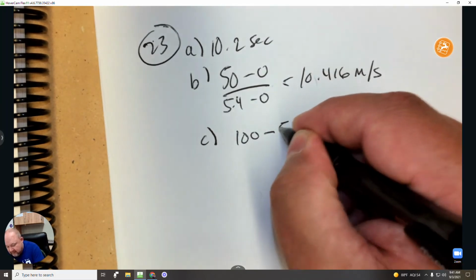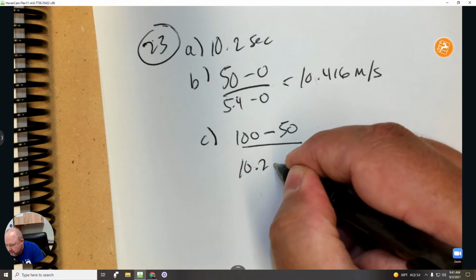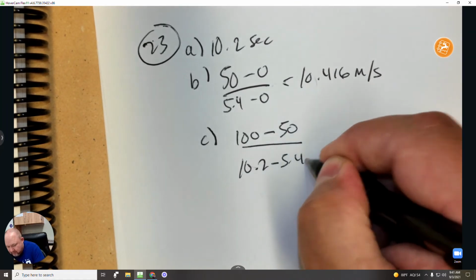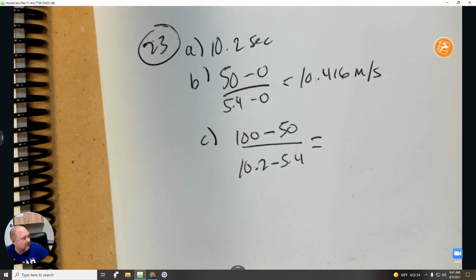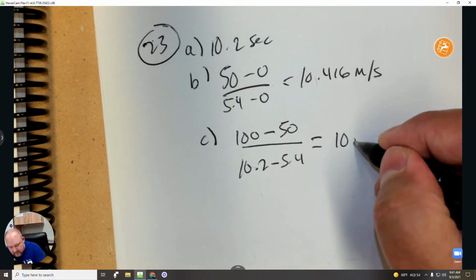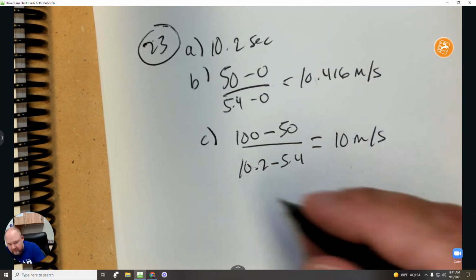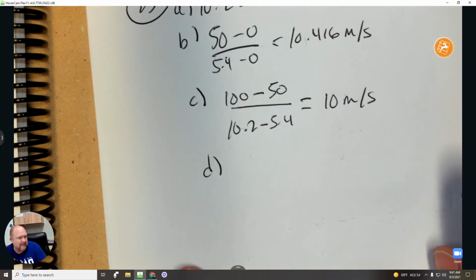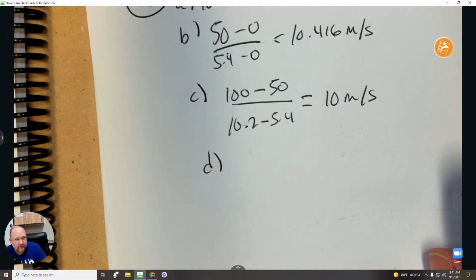That's 100 take away 50, and 10.2 take away 5.4. So still Y2 minus Y1 and so on. This time the average speed is exactly 10 meters per second. So in fact, he's slowing down over the last, or she is. That makes sense, right? The first 50 meters might be faster and might slow down if you're sprinting, just a little bit.